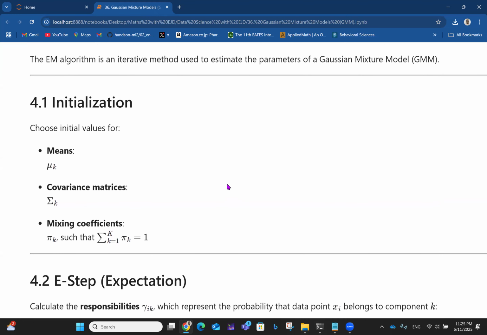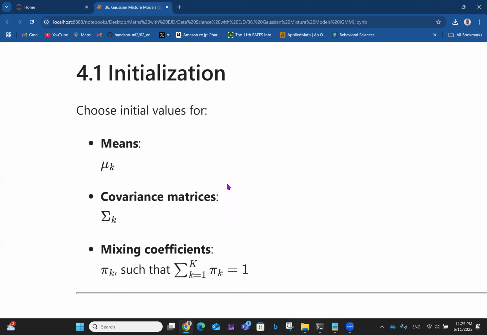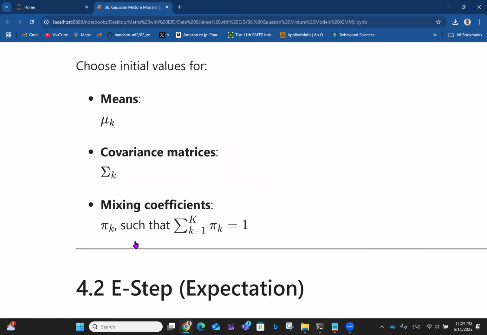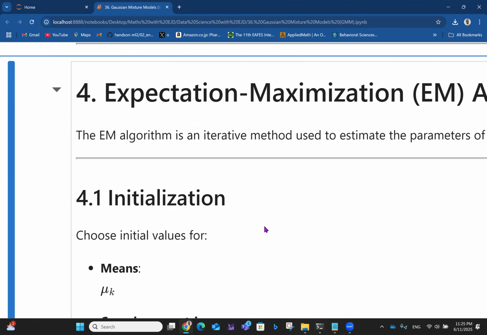So first thing is we talk about initialization. You have to choose the initial values of your means, the mu k's, mu1, mu2 up to whatever, and the covariance matrices, sigma 1 up to a particular value. Then you have the mixing coefficients, the pi sub k, such that the summation of everything is equal to 1.